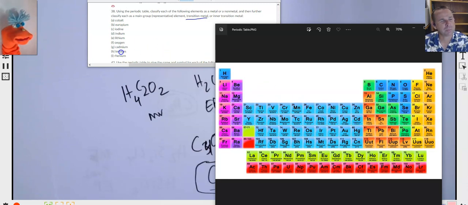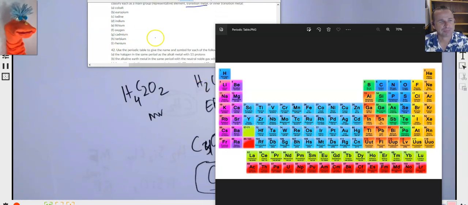Let's see. Terbium. I don't know where terbium is. It's probably down here, right? Oh, there it is. Terbium. So it's an inner transition metal. Good. Rhenium. Oh, there it is, number 75. All right, so that's a what? Transition metal. Okay. Very good.